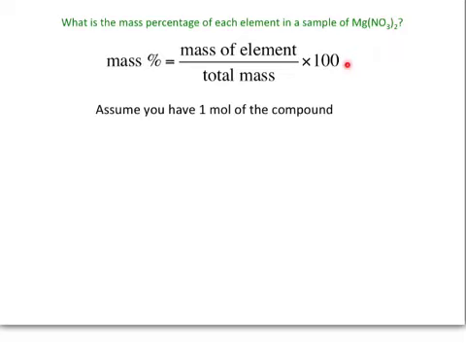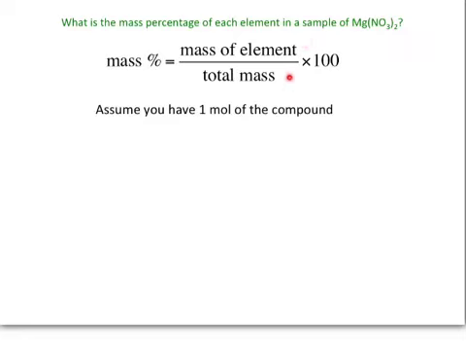For every 1 mole of magnesium nitrate, I know that I have 2 moles of nitrogen. So I would take 2 times the molar mass of nitrogen divided by the total molar mass of the compound. Do the same thing for oxygen. I've got 6 moles of oxygen atoms for every mole of magnesium nitrate. So I would take 6 times the molar mass of oxygen divided by the total molar mass of the compound.